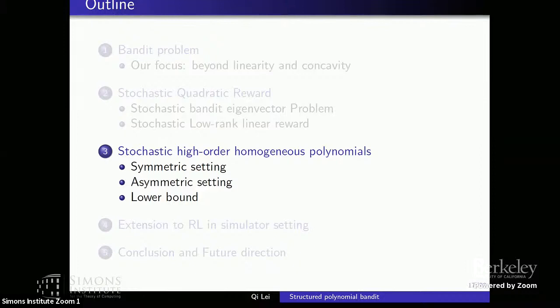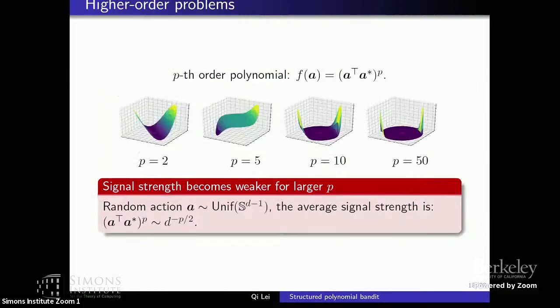Next, we move on to higher order polynomials. First, I want to mention that for higher order polynomials, the problem by its nature is actually harder. Why is that? I just plot the surface of two-dimensional problems of this form, where f(A) is A transpose A star to the p-th power. So it's a p-th order polynomial. You can see the surface here.